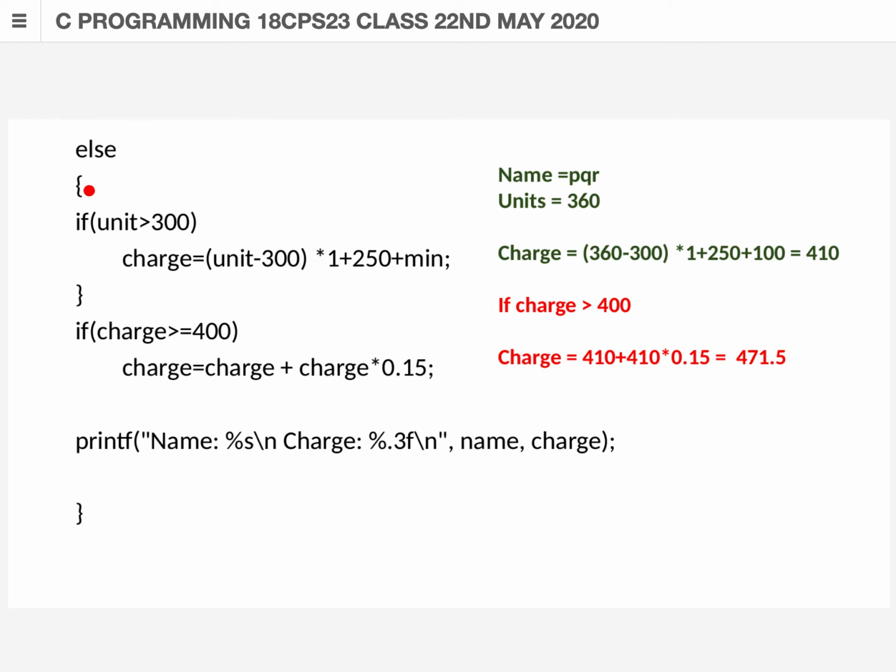So now a third condition: else if the units are more than 300 and less than 400. Now we need to see here, if it is more than 300, the default charge will be 1 up to n number of units as per the question. So one more name, we have read it as PQR here. The name of the person is the input. 360 units, we are reading as the number of units consumed by that person.